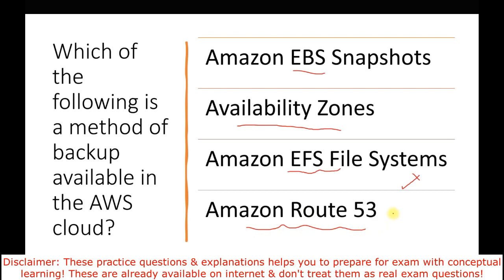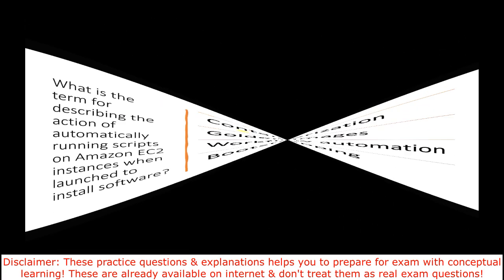Amazon Route 53 is a DNS service in AWS. Here we are not talking about mapping a name to an IP address or an IP address to a name, so we can't use it. This is also wrong. Availability zone is used for high availability and fault tolerance, but not as a backup service. But the Amazon EBS snapshot we can use as a backup service, because it provides a virtual hard disk in the cloud. So our choice for this question will be Amazon EBS snapshot. Let's talk about the next question now.